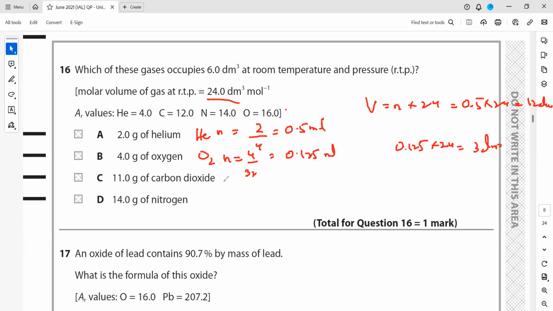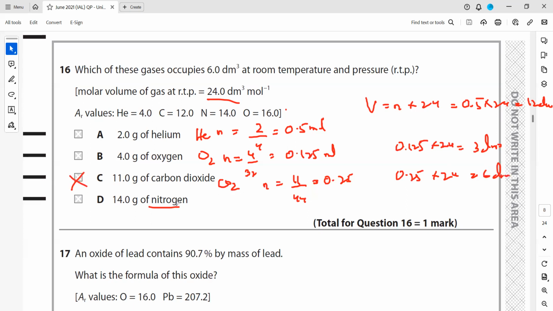Carbon dioxide is CO2. First we get the moles, 11 divided by 44. That will be 0.25, because 1 by 4 is 0.25. And 0.25, a quarter of 24, is equal to 6. So that's why C will be the right answer.